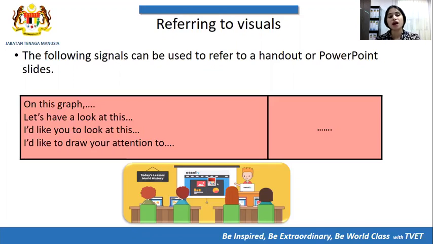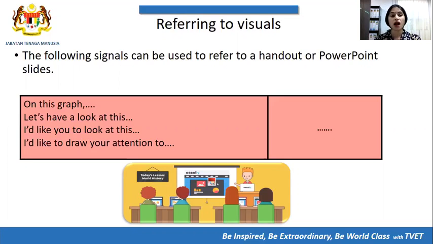Let's see. On this graph, I would like to indicate that. It could be anything. Next, let's have a look at this diagram. Maybe you have a diagram which you want to show during your presentation. So in order to show the diagram, before that you use this signal phrase, which is, let's have a look at this diagram. And then next, you start to talk about that diagram.